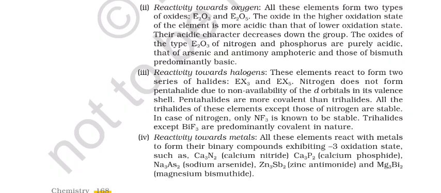Reactivity towards halogens. These elements react to form two series of halides, EX3 and EX5. Nitrogen does not form a pentahalide due to non-availability of the d orbital in its valence shell. Pentahalides are more covalent than trihalides. All the trihalides of these elements except those of nitrogen are stable. In the case of nitrogen, only NF3 is known to be stable. Trihalides except BiF3 are predominantly covalent in nature.